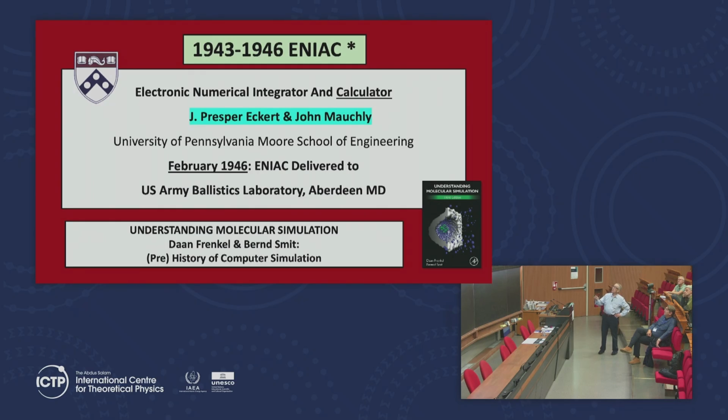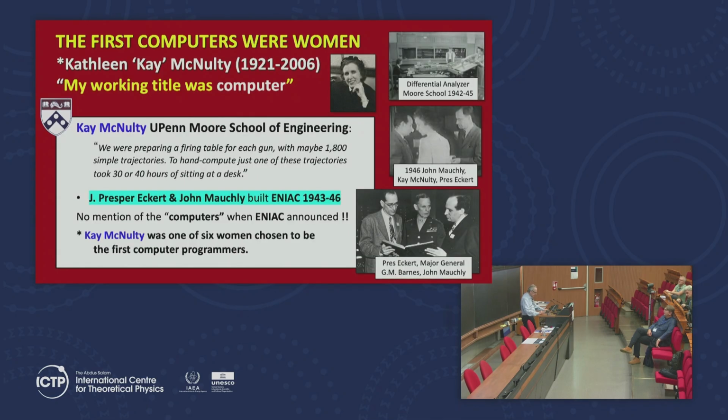So this machine was built over a 3-year period by 2 engineers, Presper Eckert and John Mauchly. And the machine was, in fact, delivered to the military. This machine was designed to calculate trajectories of shells fired out of a cannon, basically. There are famous stories that there were no male mathematicians to hire, so they hired half a dozen female mathematicians. And when I read the obituary of Kay McNulty, she was the one that said, my working title was computer. So the first computer was a woman.